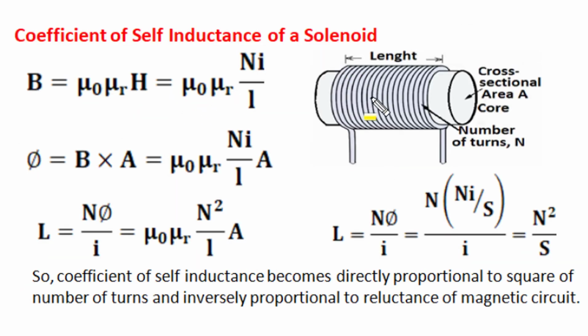Several identical turns wound on certain axis with little axial displacement form a configuration known as solenoid, and we have to find out coefficient of self-inductance for such solenoid configuration. So here on L length of solenoid we have wound N number of turns, and cross section area of solenoid has a value A meter square, and the core, the material inside coil turns, has a relative permeability mu r or permeability mu equal to mu 0 mu r.